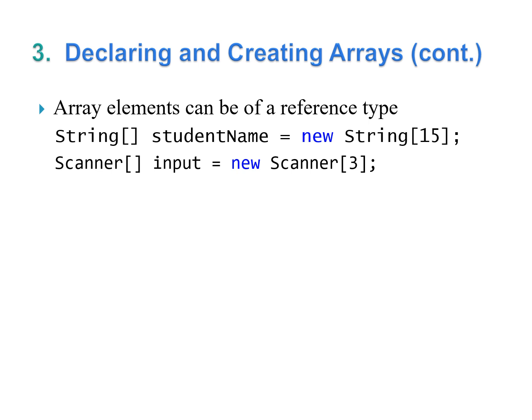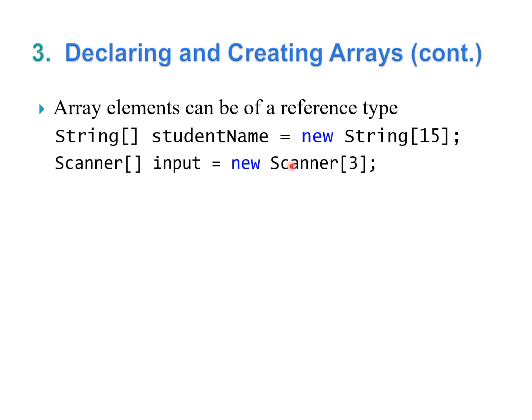Recall that array elements can be of any type, either primitive type or reference type. We have seen examples of arrays whose elements are of a primitive type, such as int. Here are examples of arrays whose elements are of a reference type. The first example is the declaration and creation of array studentName of 15 String objects. The second example is the declaration and creation of array input of 3 Scanner objects.